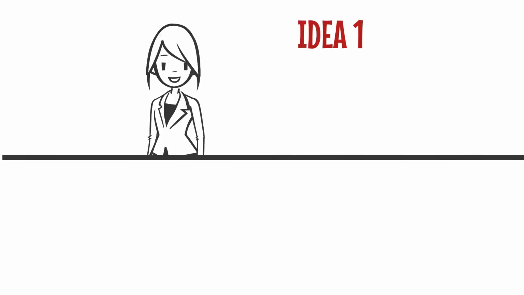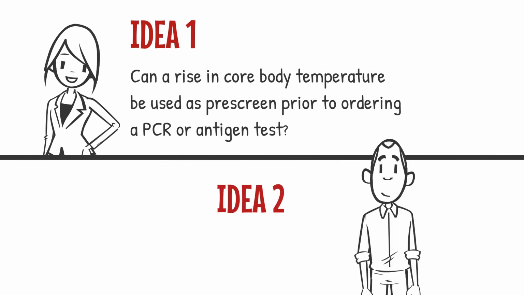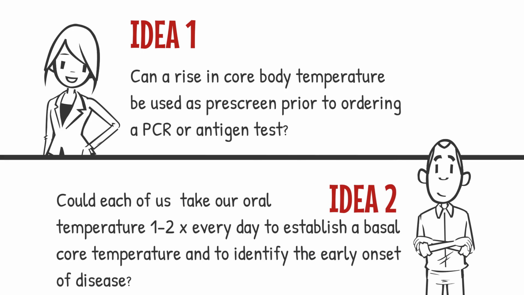Is there a better way to identify early cases of COVID-19? Can a rise in core temperature be used as a pre-screen prior to ordering a PCR or antigen test? Could each of us take our oral temperature 1 to 2 times every day to establish a basal core temperature and to identify the early onset of fever and COVID-19?